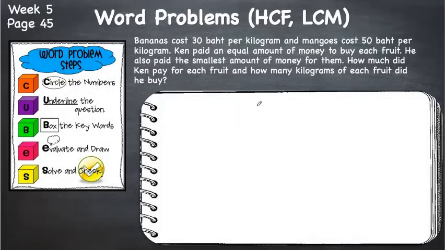So let's take 30 baht, 30, and 50. As you can see, we can simply divide by 2, right? We start with the smallest one. The smallest one is 2. 30 divided by 2 is 15. 50 divided by 2 is 25. Now we can still divide, right? We can still divide each side by what number?